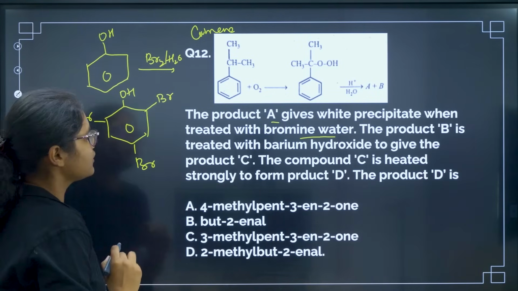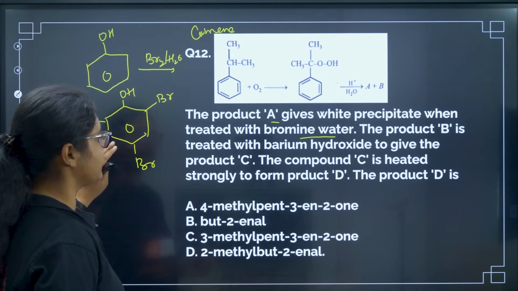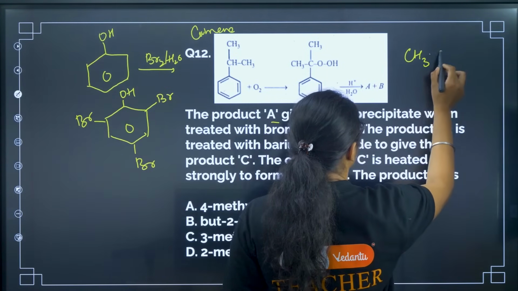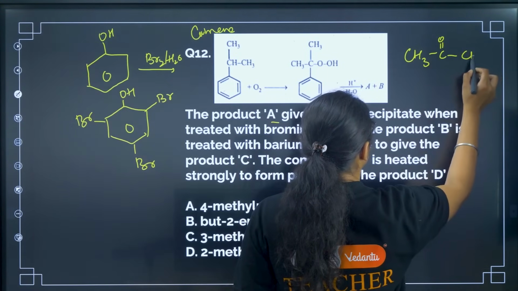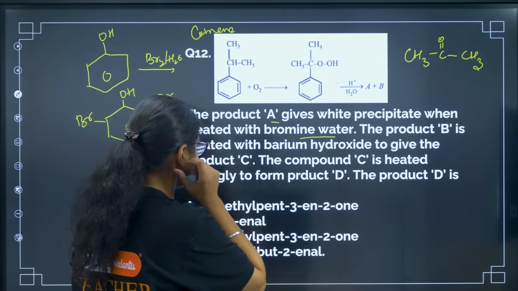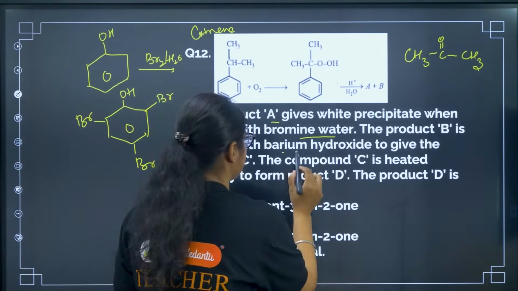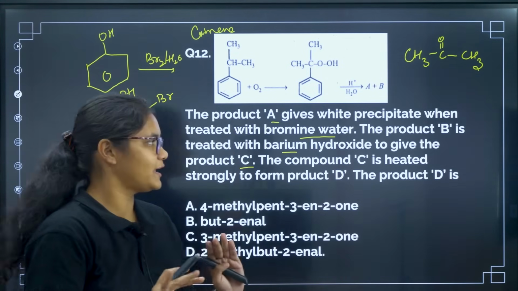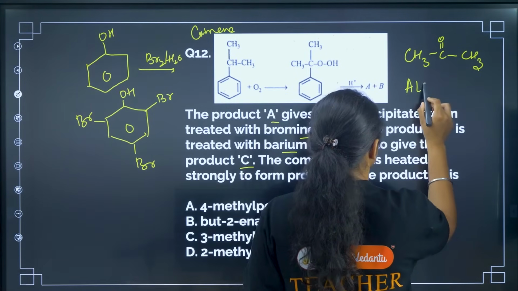Okay. So now the question is the product B is treated with, so we have another product here. So if you remember, product B will be acetone. Okay. So product B is treated with barium hydroxide to give product C. So what is this barium hydroxide? This is very important name reaction, that is aldol condensation.